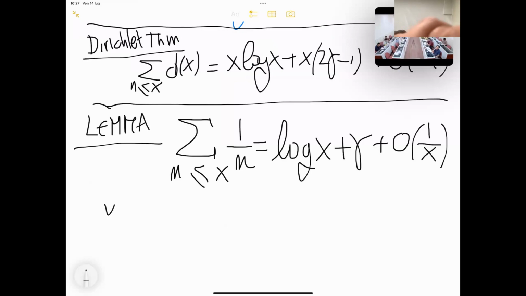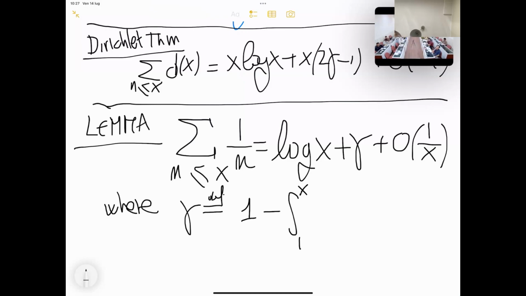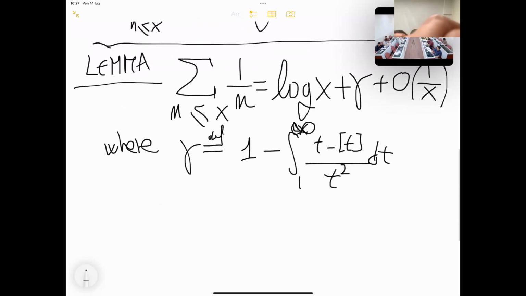where gamma is by definition the constant that I obtain taking 1 minus the improper integral between 1 and infinity of the fractional part of t, so t minus the integer part of t, over t squared dt. And so the first remark is that gamma is well defined.